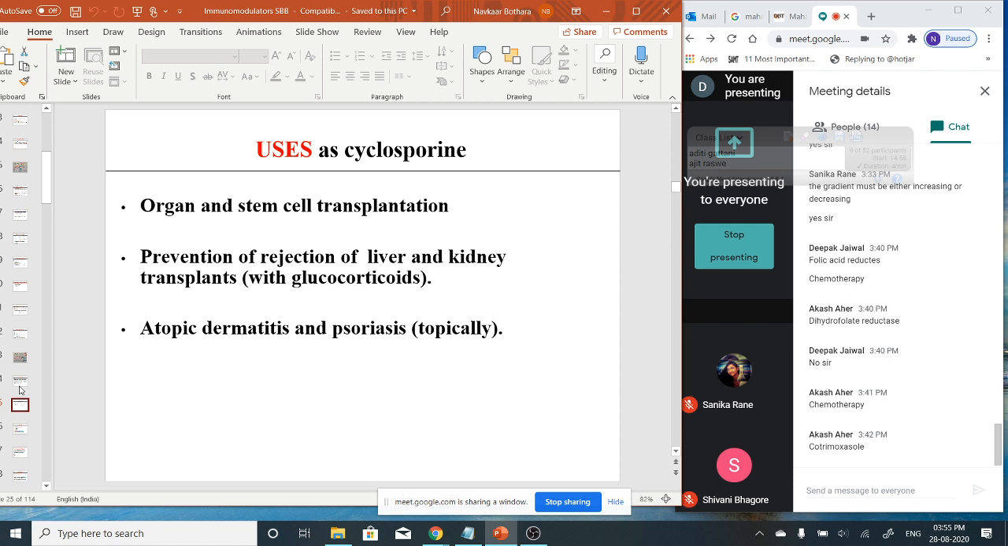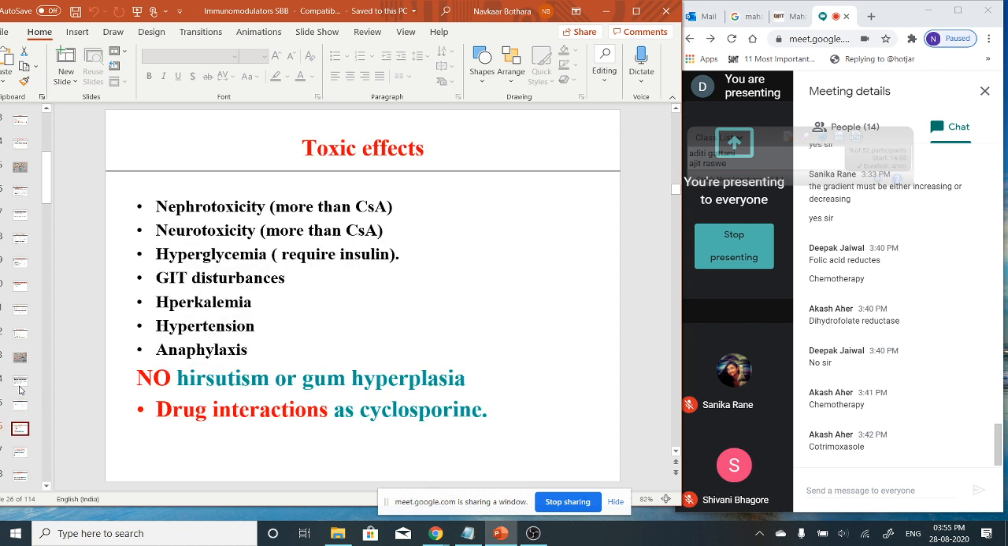So in that case, it is used. Toxic effects: nephrotoxicity, more than cyclosporin. Okay. Then neurotoxicity is also more. Hyperglycemia it can cause, and it can be a very severe one, can cause a requirement of insulin. That means it can affect beta cells directly. It causes GI disturbances, hyperkalemia, hypertension, anaphylaxis.